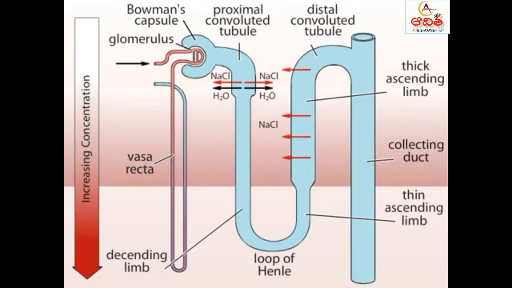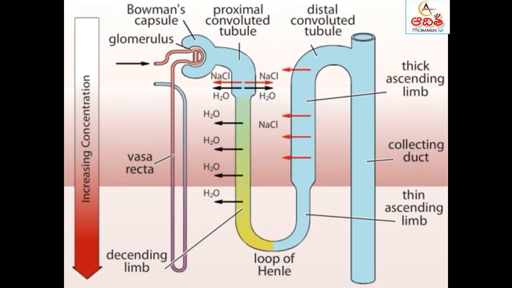The descending limb, in contrast, is permeable to water, but not very permeable to sodium and chloride ions. Since the surrounding fluid has been made more concentrated, water leaves the tubule by osmosis. As a result, the fluid in the descending limb becomes more concentrated as it flows toward the bottom of the medulla. The thin ascending limb is not permeable to water.